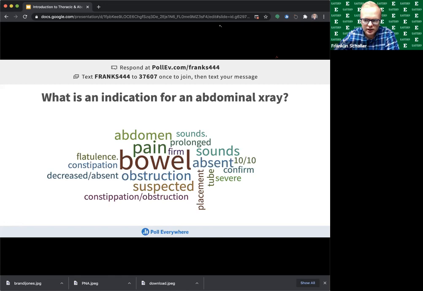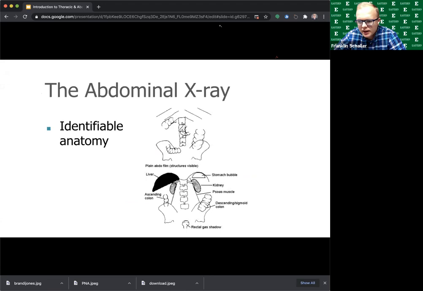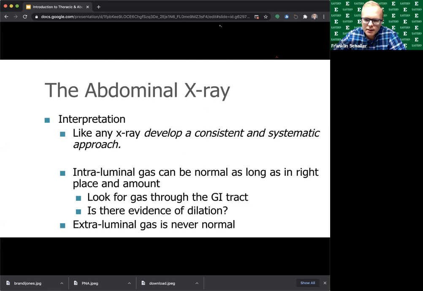Nice job, guys. The abdominal x-ray has more limited value in our diagnosis when compared to the chest x-ray. It's usually of most benefit in the acute abdomen and might help you guide further testing. There's a little bit of identifiable anatomy in the abdominal x-ray, though it is missing many things compared to a CT scan. Some of the anatomy we can identify are the liver, the gastric bubble, kidneys, the psoas muscle, and also the ascending colon, the sigmoid colon, and the rectal gas shadow. Overall, we can see some anatomy, but not much compared to a CT scan. We know there's a lot more going on inside that abdomen.